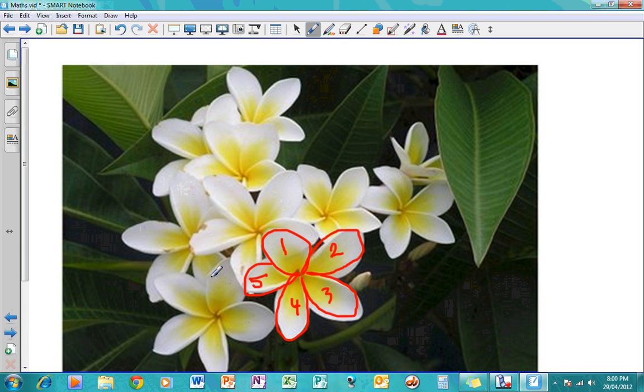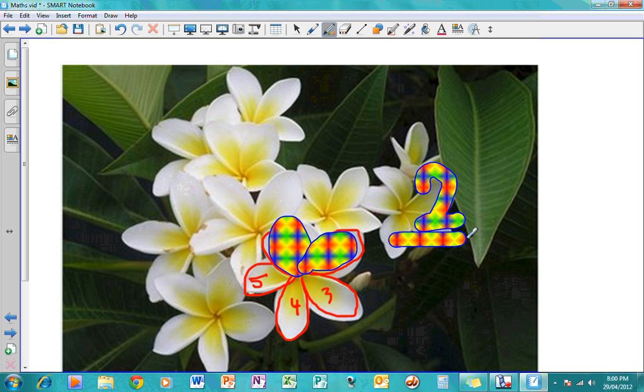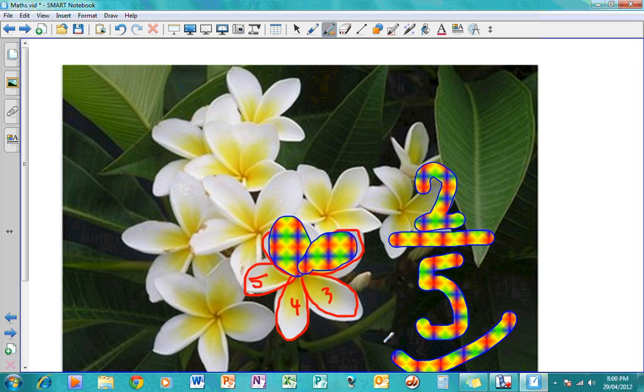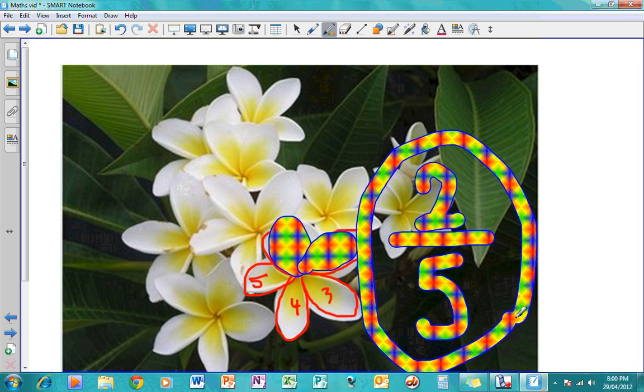Now, nature also has lots of fractions. For example, take this frangipani. It has 5 petals. But what would happen if I were to color in not 1, but 2 petals? Then what would I do? Well, I know that 2 out of 5 petals have been colored in. This is a fraction.